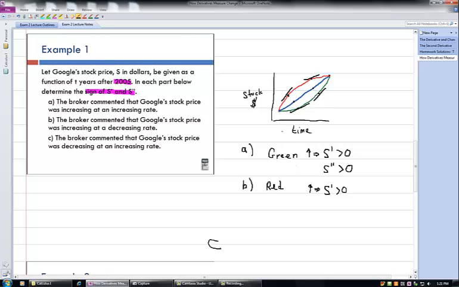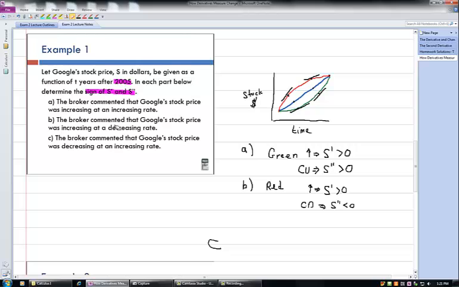But because it's concave down, this implies that S double prime is less than 0. Just like up here, the green was concave up, so I implied S double prime was bigger than 0. Concave down is a frown, so that's a negative idea, so it goes with the negative quantity.